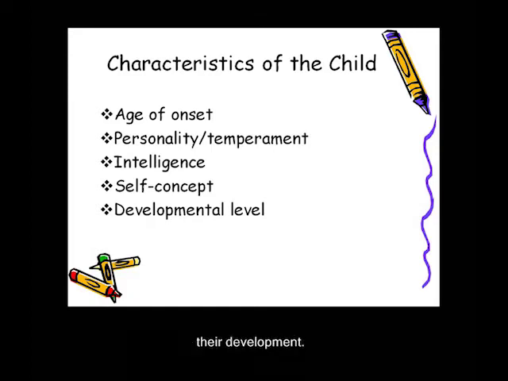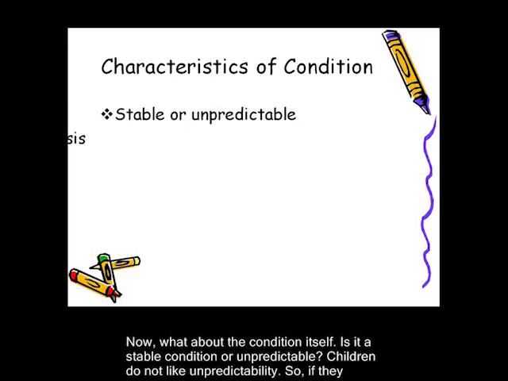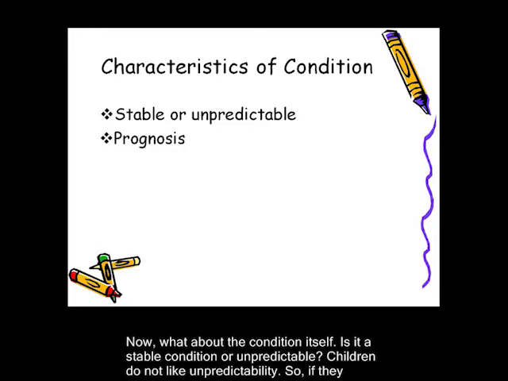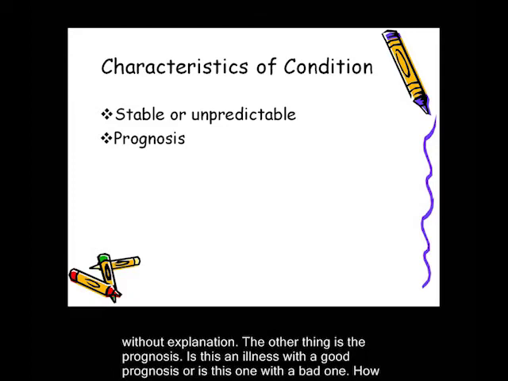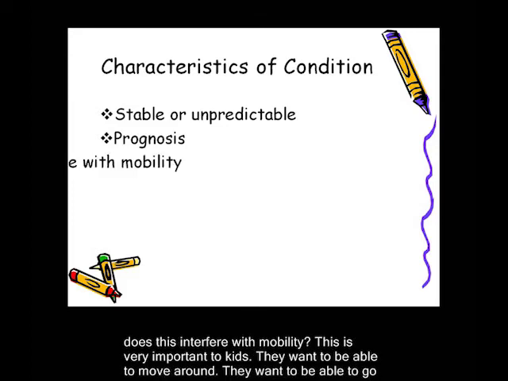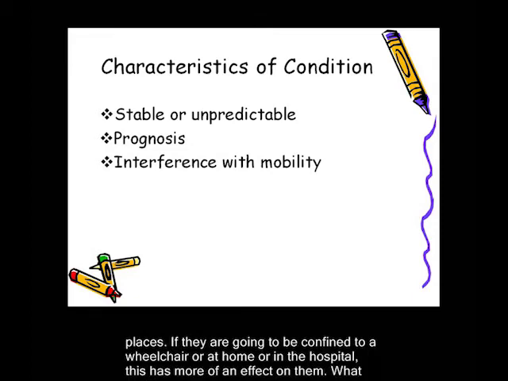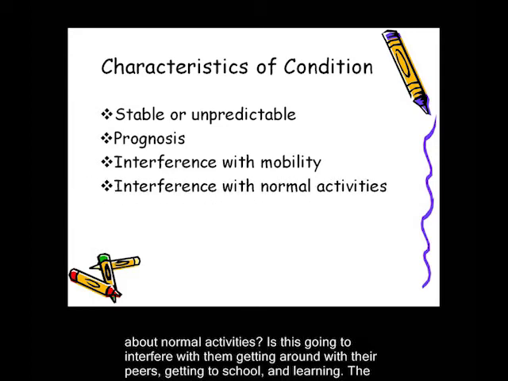Now, what about the condition itself? Is it a stable condition? Is it predictable? Children do not like unpredictability. So if they always go in for their doctor's visits once a month, it's much easier than an unpredictable illness that will throw them into the hospital, without explanation. The other thing is its prognosis. Is this an illness with a good prognosis, or is this one with a bad one? How does it interfere with mobility? This is very important to kids. They want to be able to move around. They want to be able to go places. If they're going to be confined to a wheelchair or at home or in the hospital, this has more of an effect on them. What about normal activities? Is their illness going to interfere with them getting around with their peers, getting to school, learning?